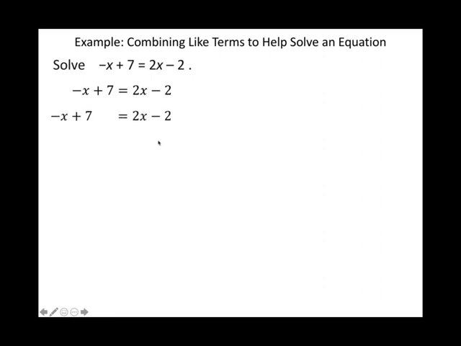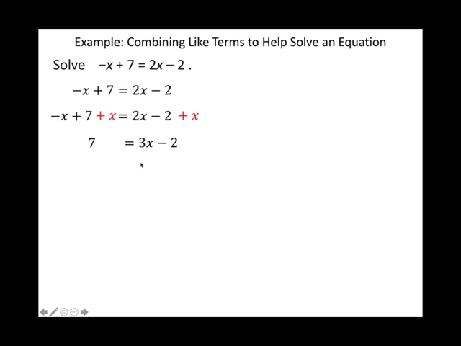So what can we do first? I don't want any variable to have a negative sign, so I want to get rid of this one first. So I'm going to add x to both sides. So negative x plus x, you're going to cancel out. So you only have a 7 on your left-hand side. Here, 2x plus x, you're going to get 3x.